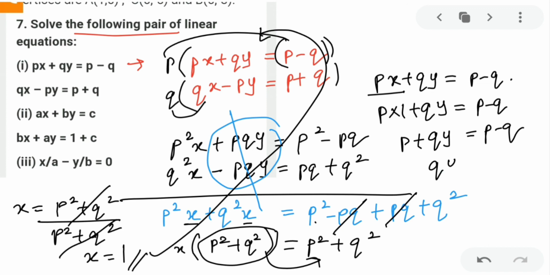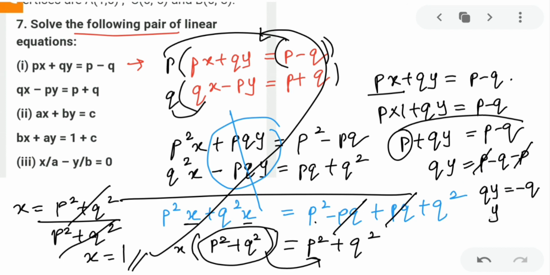I'll keep my qy here, and this p will go into subtraction. So p minus q minus p, this minus p and plus p will get deleted. Here qy is equal to minus q, y is equal to minus q upon q. This q will go into division. So this will get cut and the value of y is minus 1. Got the point clear?